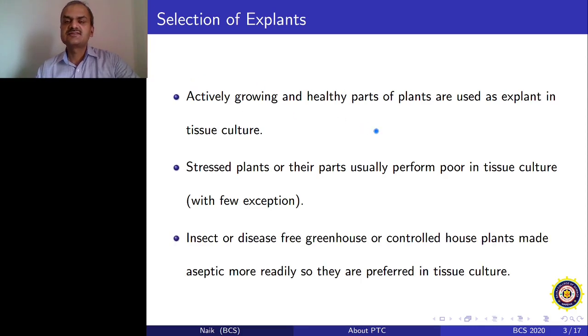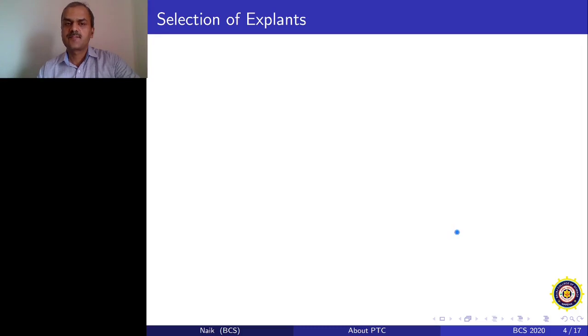Insect or disease free greenhouses, or controlled greenhouses, can also make your plants partly aseptic, and therefore they are preferred in tissue culture. If you have seeds, instead of growing them on natural land or a field, if you are able to grow them in the greenhouse, then you are going to get uniform and vigorous growth, and that vigorous growth will have a very good impact on our tissue culture responses. So the physiological status of the mother plant definitely influences the tissue culture responses.